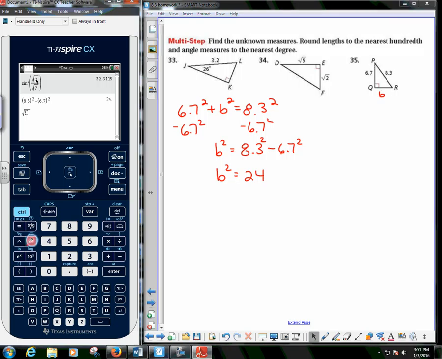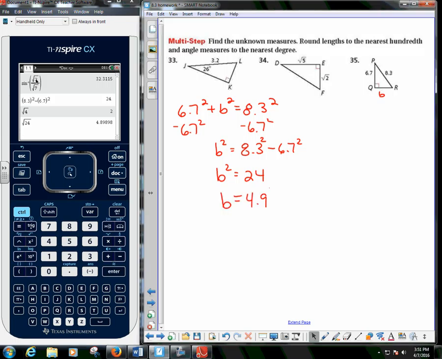The square root of 24 equals, no, that's not right. The square root of 24, why is it doing that? 24 is 4.89. So I'm going to say B equals 4.9. In fact, I'm going to come over here, erase that B, and put in 4.9. Now I need to figure out angles P and R.